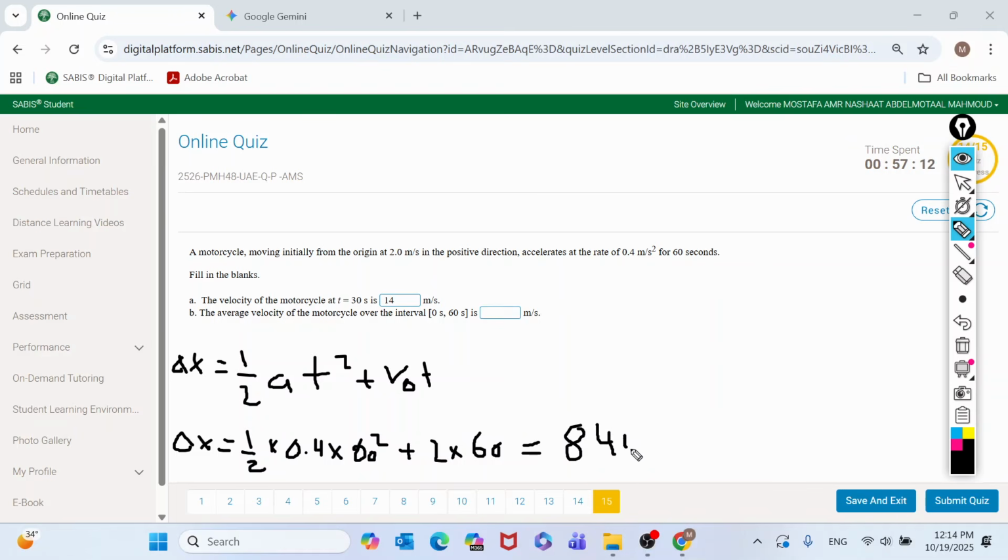And the average velocity is displacement over time. So 840 over the time, which is 60 seconds. 840 over 60 equals 14.